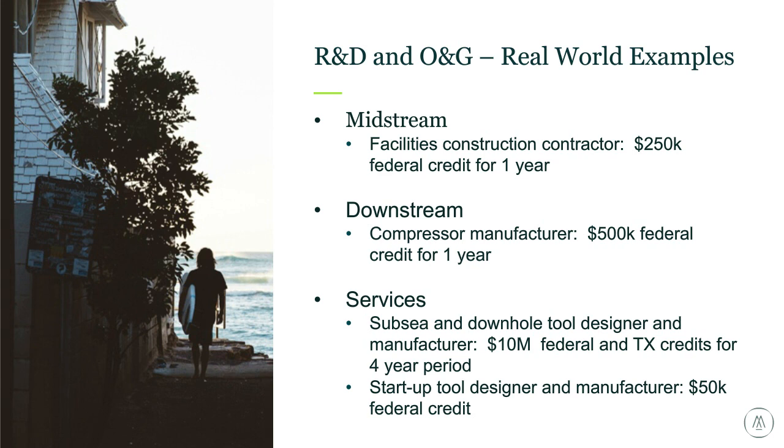And then downstream, we have a compressor manufacturer, and I worked with this client for several years, and their credit was year over year between the $400,000 and $600,000 range, averaging in that $500,000 range. And then next, my biggest client to date was a services company that made very complicated downhole tools and subsea infrastructure. This was a 4-year project with over $10 million in federal and Texas credits. And then finally, one of my newest projects, a tool designer and manufacturer that made downhole tools. I saved them over $50,000 for a single year.